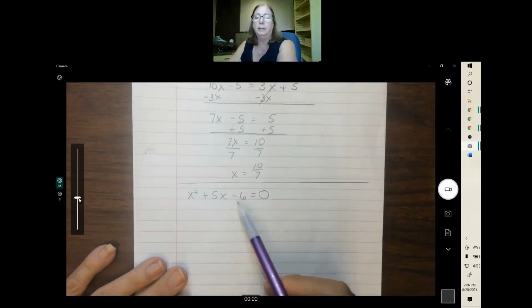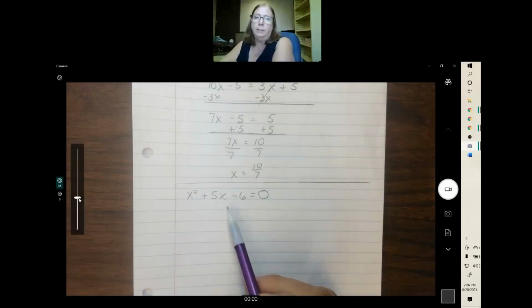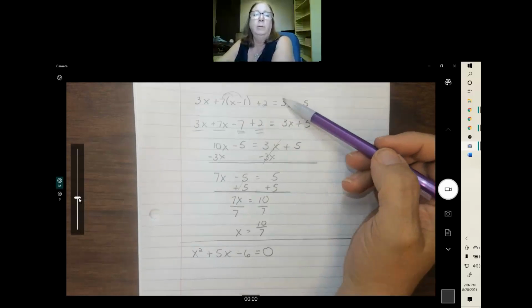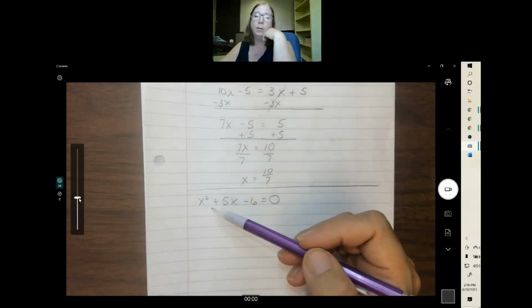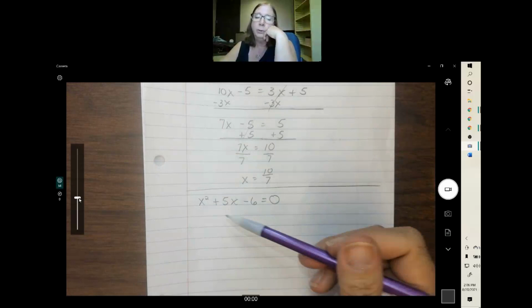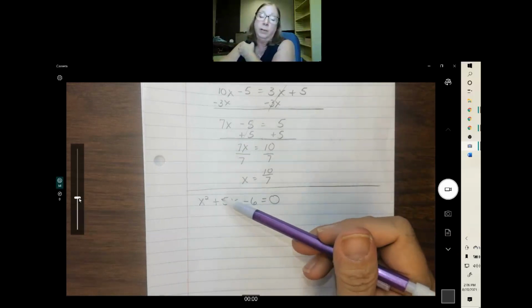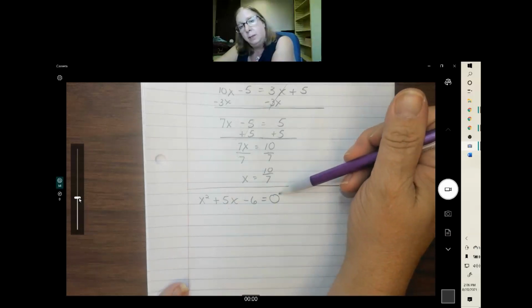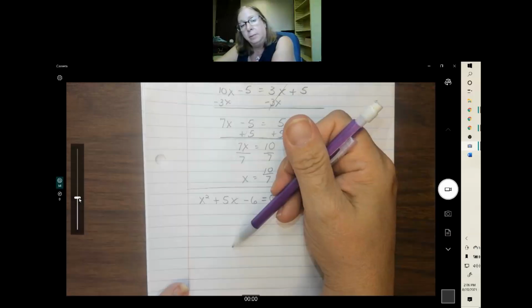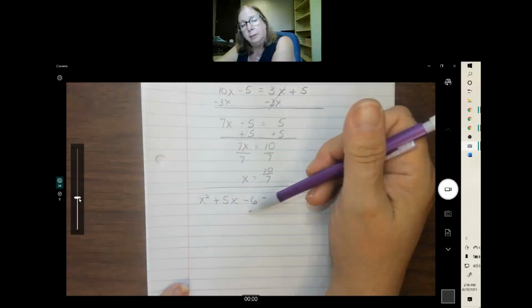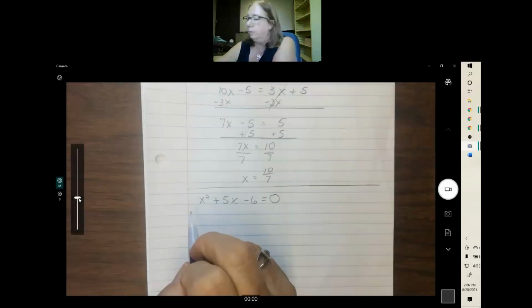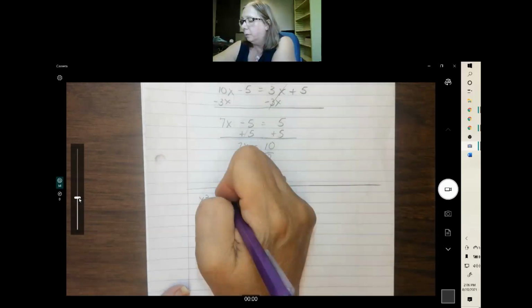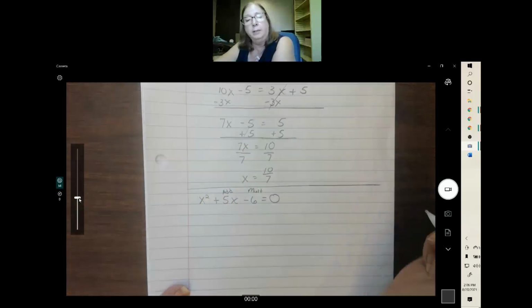x squared plus 5x minus 6 equals 0. This one's a little bit different because instead of just x to the first power on all of these, we have x squared, which makes it a quadratic. In order to solve one with x squared or any higher power, you first need to get it set equal to 0, and then you want to factor. So we need to factor this. There's no term in front, so we can just find two numbers that when we multiply, we get -6, and when we add, we get a +5.